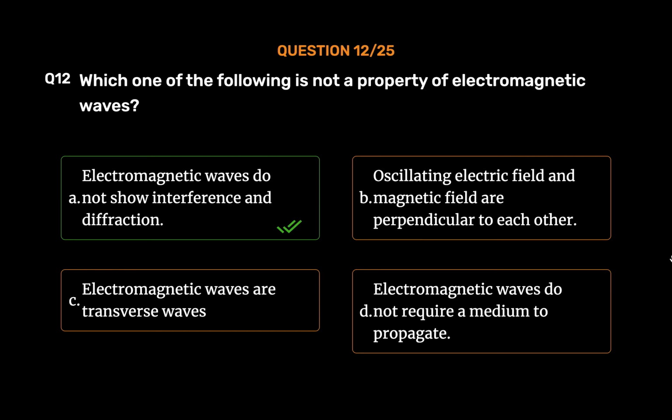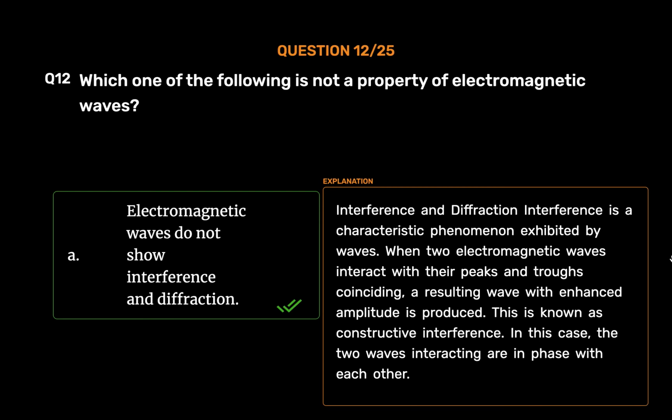Electromagnetic waves do not show interference and diffraction. Interference is a characteristic phenomenon exhibited by waves. When two electromagnetic waves interact with their peaks and troughs coinciding, a resulting wave with enhanced amplitude is produced. This is known as constructive interference. In this case, the two waves interacting are in phase with each other.